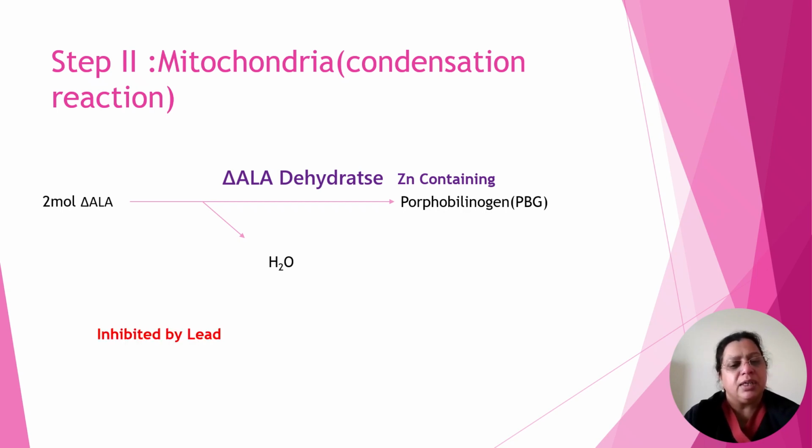This reaction is inhibited by lead. So in cases of lead poisoning, when there is inhibition of porphyrin synthesis, that is the basis why a patient develops anemia when he is exposed to lead.